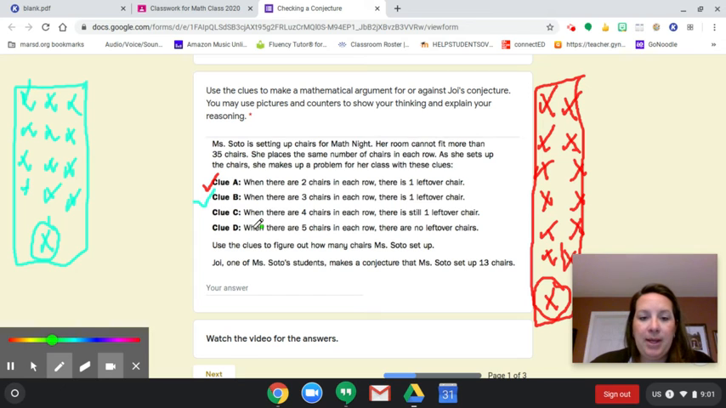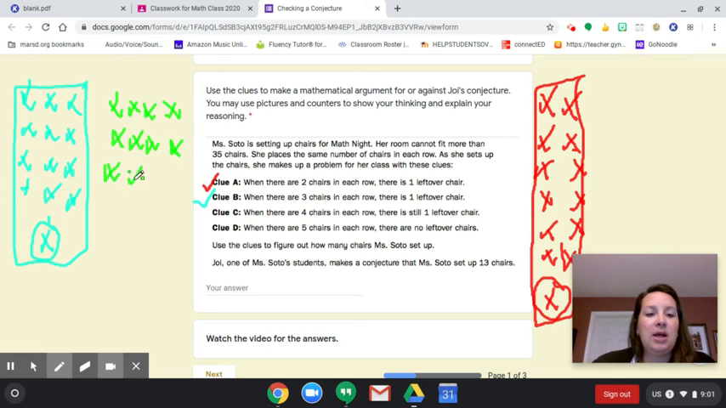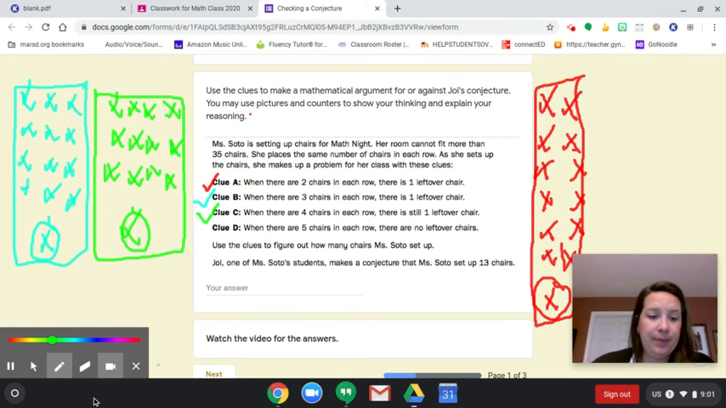All right, let's try another one. Let's do green. When there are 4 chairs in each row, there's still one left over. All right. 1, 2, 3, 4, 5, 6, 7, 8, 9, 10, 11, 12. Oh, one left over. How about that? So does it work for clue C? Yes, it does. Okay, so when there are 5 chairs in each row, there are no chairs left over.